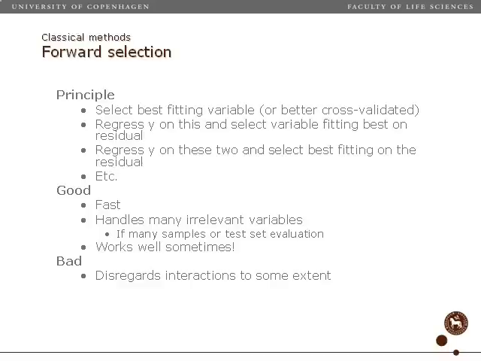This is a nice approach. It often works well in practice. It's fairly fast, and it has the advantage that it doesn't require that we can make a good model on the whole data set. It doesn't use any information from the complete model, so it can handle situations with many irrelevant variables. Some argue that it disregards interactions, but in practice that turns out not to be a big issue, at least in most cases.